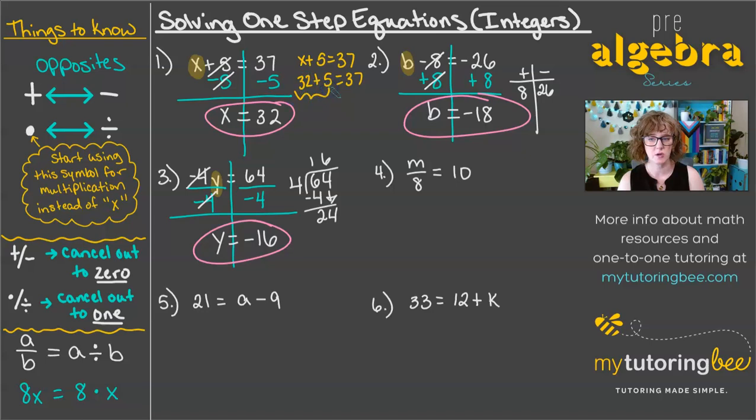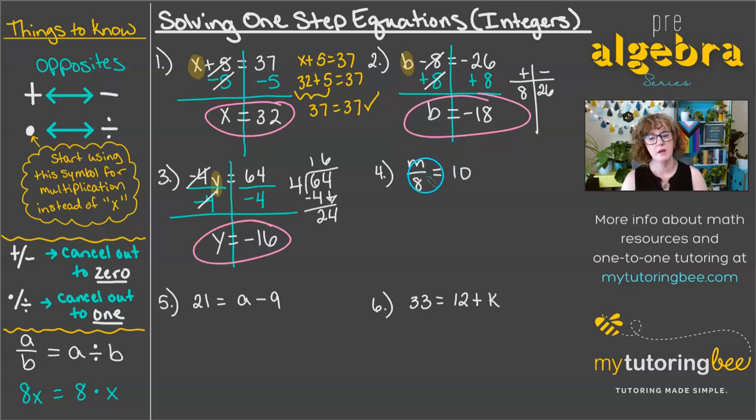Now we just need to solve this side of the equation. So 32 plus 5 does equal 37. So as long as we wind up with the same number on both sides of the equation, then we've checked our solution and we know that we got the correct solution. Let's go on to number 4.